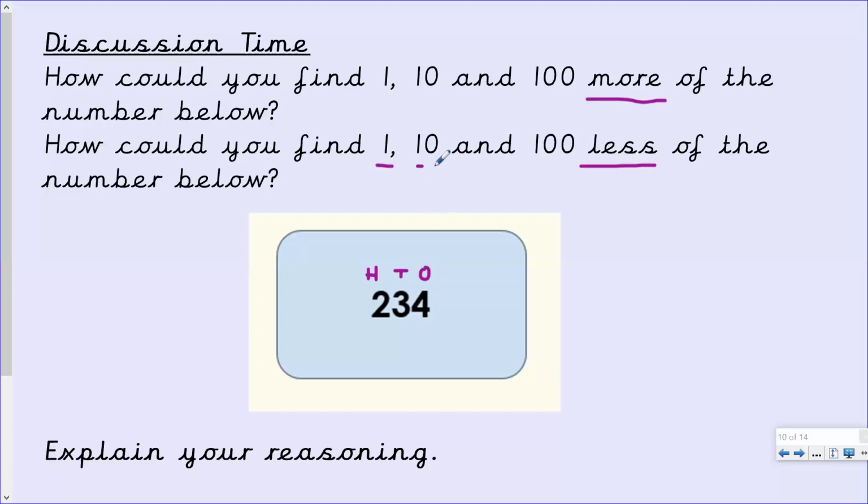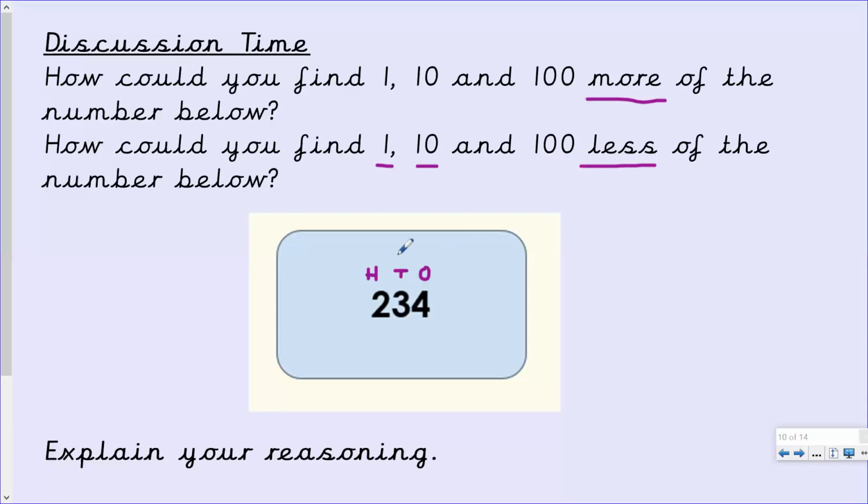How about 10 less? Which column would I look at? I would look at the tens column. So 1 less than 3 is 2. Or 10 less than 30, because it's in our tens column, is 20. So our number would be 224 instead of 234.